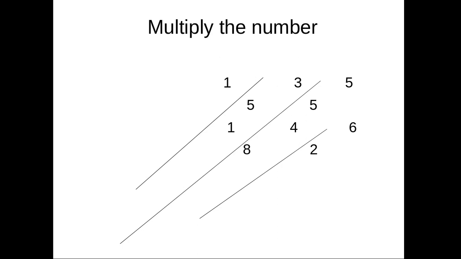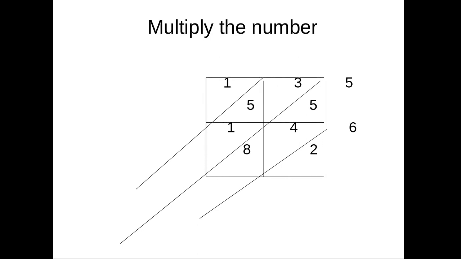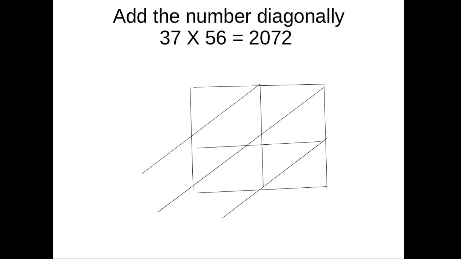Next we will arrange it in a box, like this, in this way after multiplication. Then we have to add the numbers diagonally. See here, this way. We multiplied first, then we arranged it here, and then this is our answer.